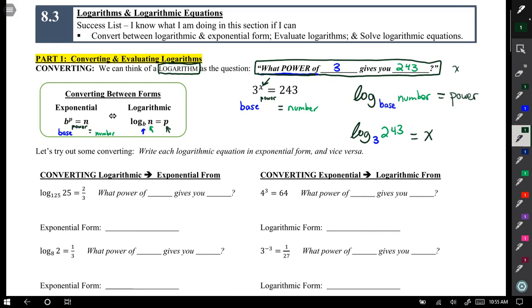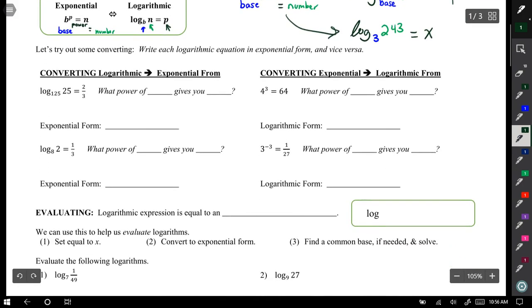They are equivalent when it comes to what they mean. It's one question. What power of 3 gives you 243, which is really even what this question is. You're asking, what power of 3 gives me 243? We're just writing it as a logarithm. So anytime I see the word log, I'm going to ask what power of blank gives me blank, and that's going to fill it in. I can answer that question by finding the power. So the next part is practicing with the converting.